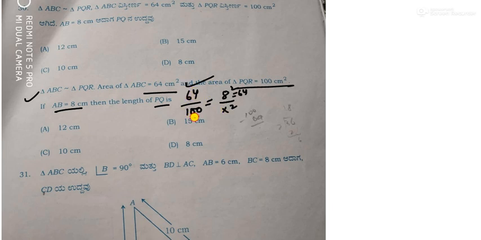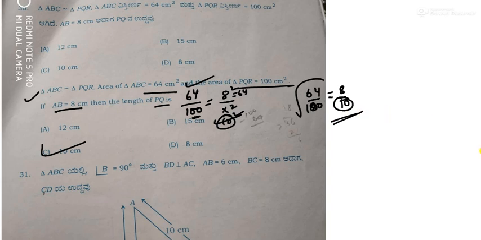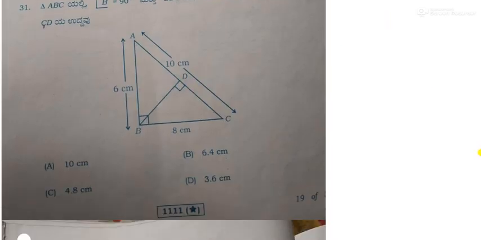What should be the number such that its square is 100? It is 10, right? Because 10 square is 100. So option number C is correct. Or else you can solve it like this also. Just find the root. This is 8, this is 10. So that's the answer.